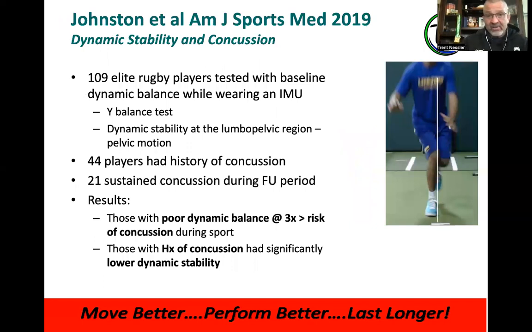So this dynamic stability has been around for a while. There have been studies showing it for a while. The 2019 study was probably one of the first ones where I was like, finally, somebody else is onto this. It looked at dynamic pelvic control, especially in single limb. And what they found is that those who lack pelvic control were more likely to get concussed. And those who got concussed resulted in decreased pelvic control.